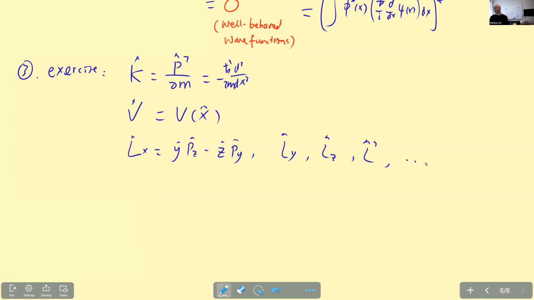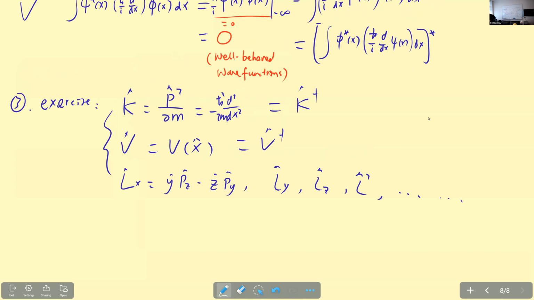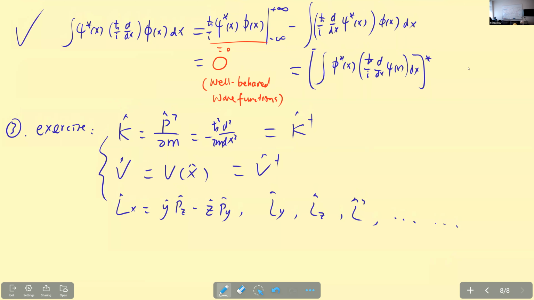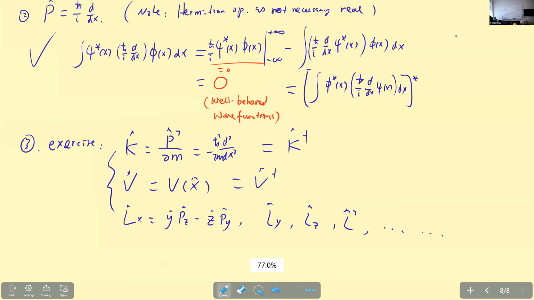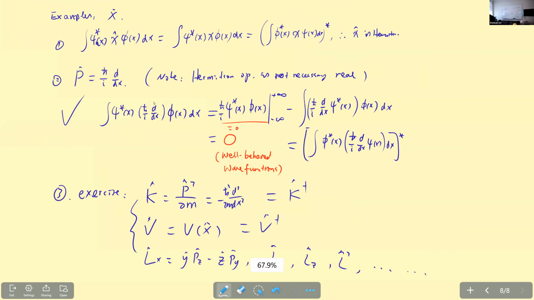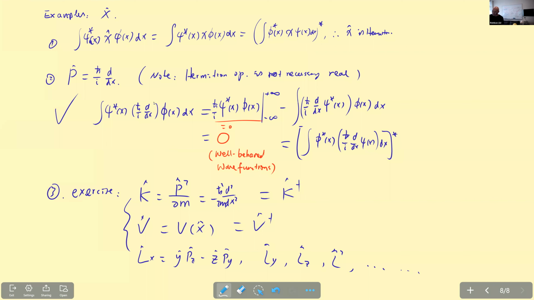Okay, all of these are Hermitian operators. Okay, so this one equals this one equals this one, and so on and so forth. So I leave this for you to do as an exercise. But if you don't want to do this, you can just believe it. So all physical quantities must be Hermitian operators. Okay, all right. So let's take a break and see if you have questions.